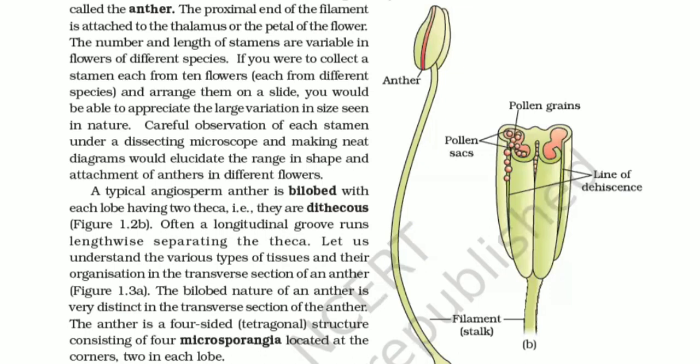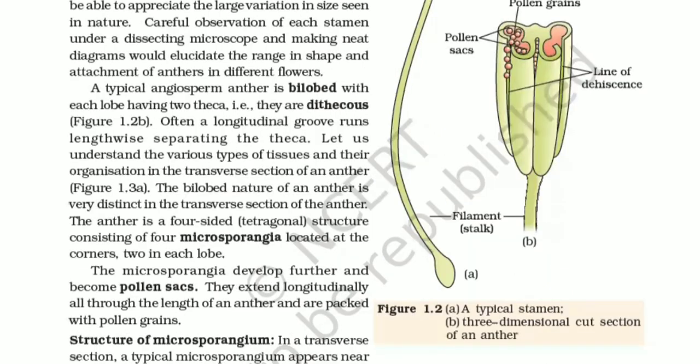A typical angiosperm anther is bilobed with each lobe having 2 theca. That is, they are dithecous, as shown in figure 1.2b. Often a longitudinal groove runs lengthwise separating the theca. Let us understand the various types of tissues and their organization in the transverse section of an anther as shown in figure 1.3a. The bilobed nature of an anther is very distinct in transverse section of the anther.